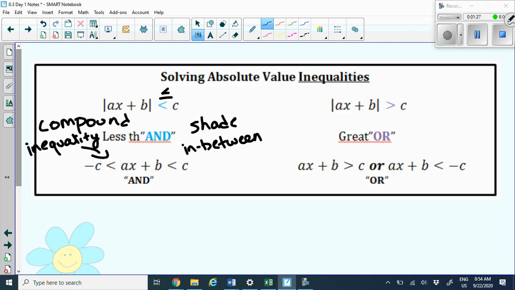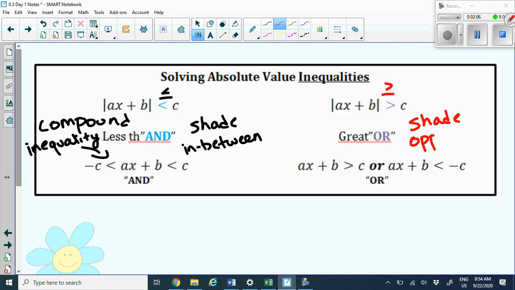Okay, now let's talk about the other one. We have absolute value of ax plus b is greater than c. This can also be represented as greater than or equal to, okay? These are what we call the or problems. So we either have ax plus b is greater than c, or ax plus b is less than negative c. So we don't really write it as a compound inequality. We create two of these inequalities separate, okay? Now for this, you'll see basically that we're going to shade in opposite directions.